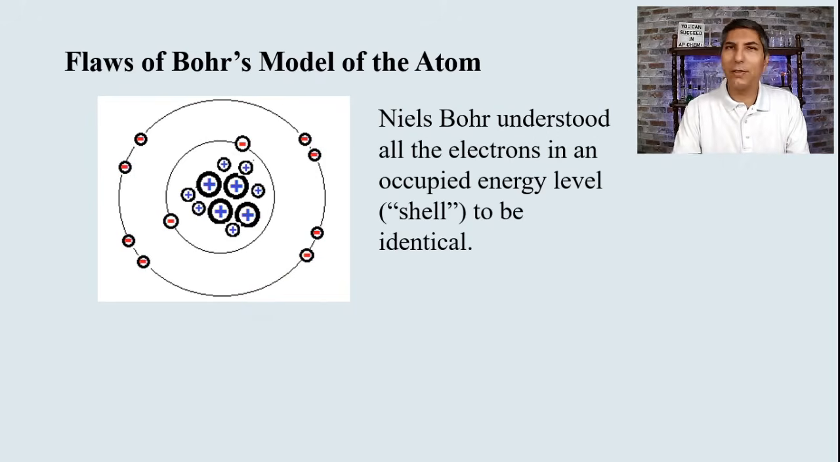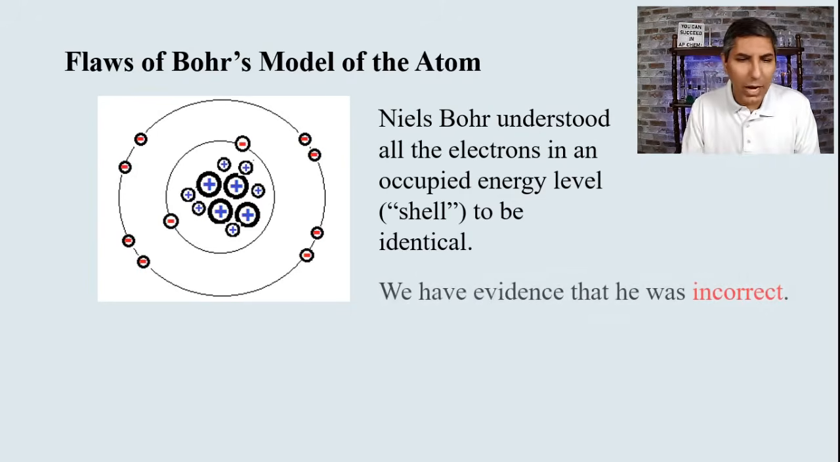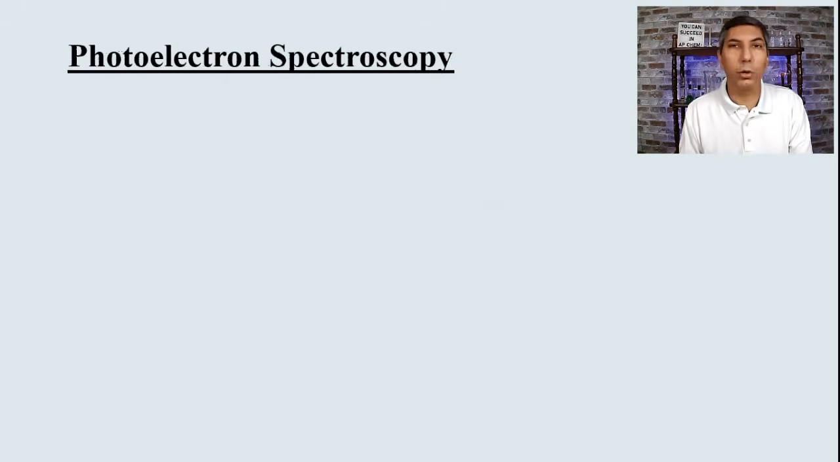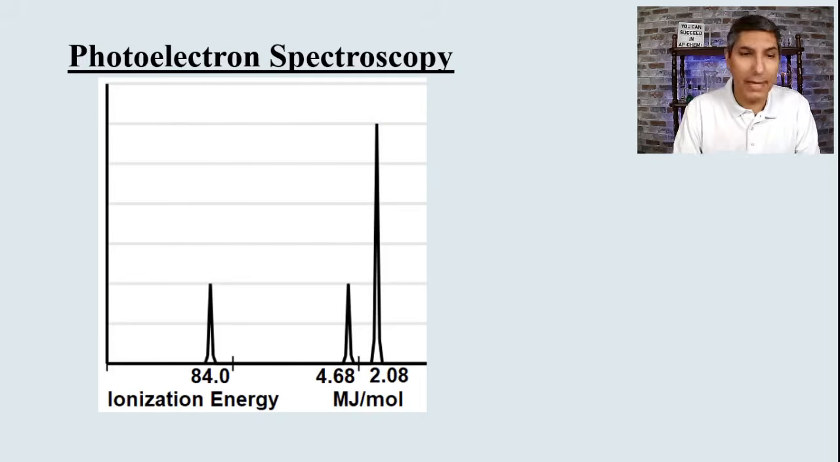Well, it turns out that that's not really the case, because today in our modern technologies, we have a method of actually being able to strip these electrons away from the atom one by one to determine the successive ionization energies of an element. So we actually have evidence that this Bohr model of the atom that we see on the screen here is actually not correct. The method by which we do this is called photoelectron spectroscopy. So we can take the electrons and we can strip those electrons away one by one. And if we take that very same atom, we get a graph that looks like this.